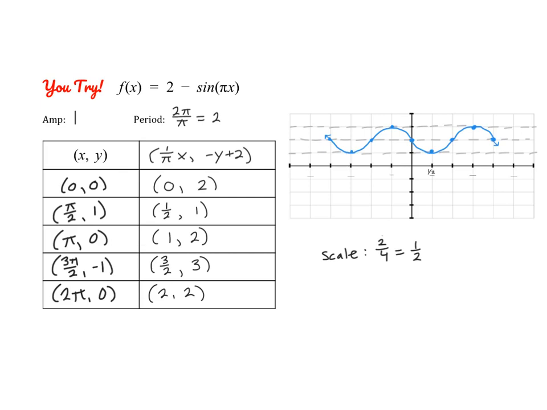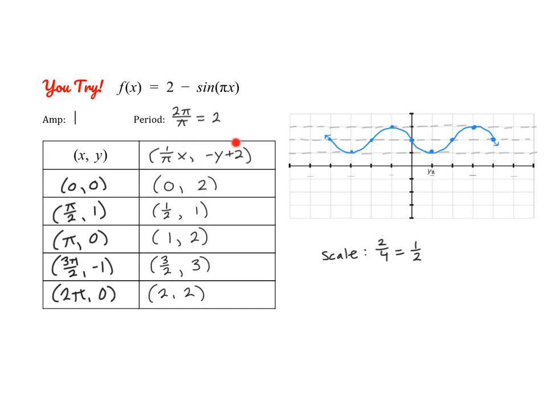Okay, so go ahead and check your answers here. A few things to notice: it was shifted up 2, so you can see our midline is now here. Our amplitude is 1, which is how I drew in the max and the min. Our period is 2 pi over pi, which gives us a period of 2. So you can see that if I split that up into 4 parts, I'm counting by half.